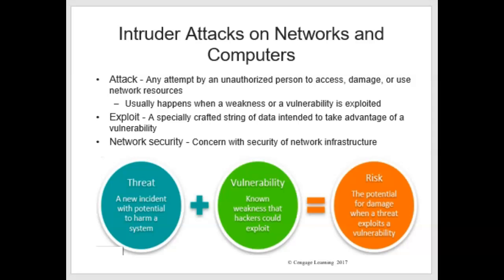So an attack, as we know, is any attempt by an unauthorized person to access, damage, or use network resources. Usually this happens when a weakness or vulnerability is exploited, right? So an attack is that unauthorized access, remember? Unauthorized person that wants access or damage or use of our network resources, right? Now, look, we have threats out there, and that's why our incident response folks and operations folks are often looking for indicators of compromise, or we call them IOCs. Those are the threats out there, all right?